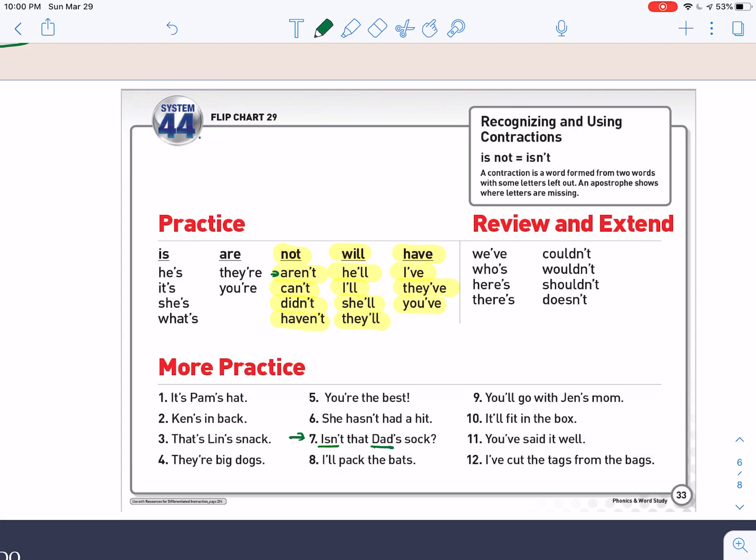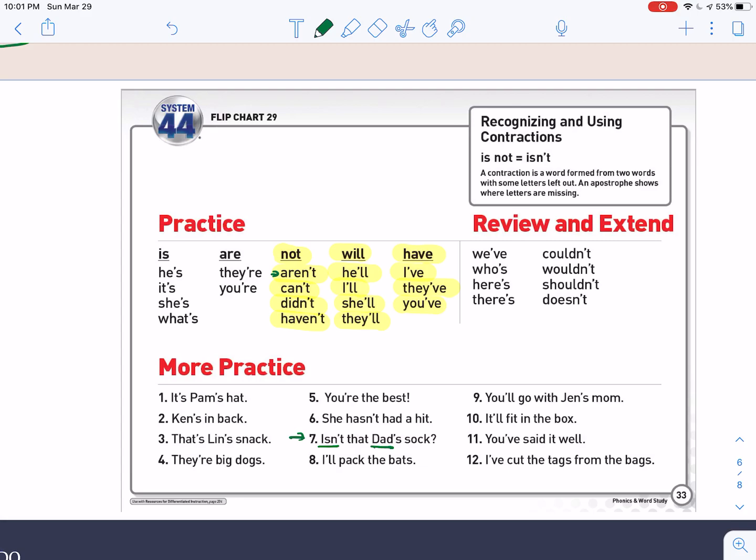Now, let's look at Dad's. This word is followed by sock, something owned by Dad. So I know the apostrophe must signal a possessive. Now let's read the next number 6 and number 8 together. Show me a thumbs up when you read a contraction.